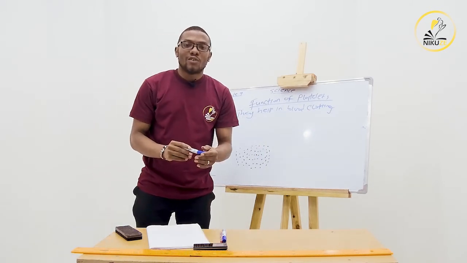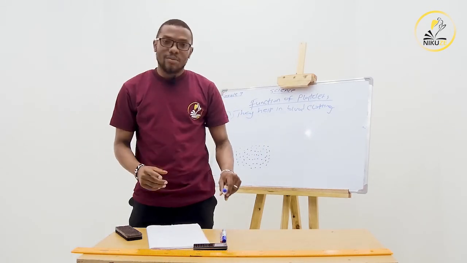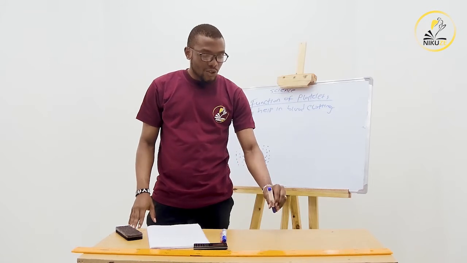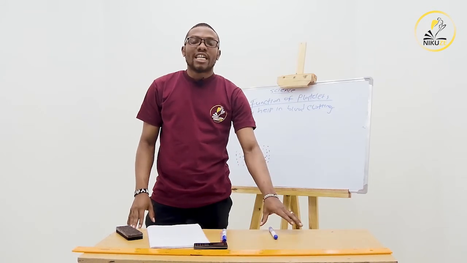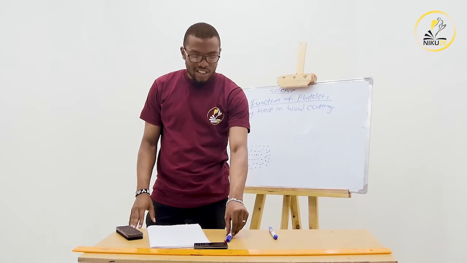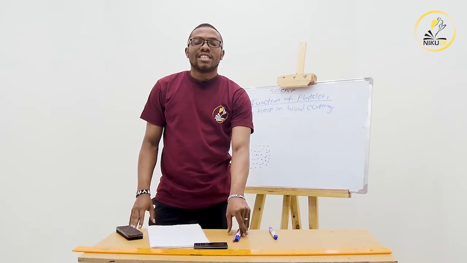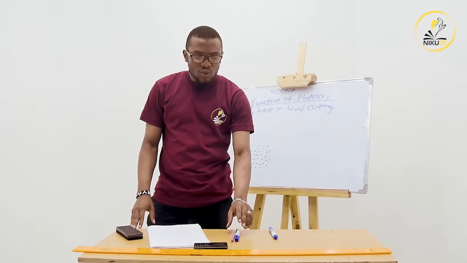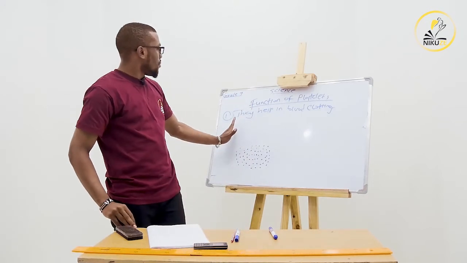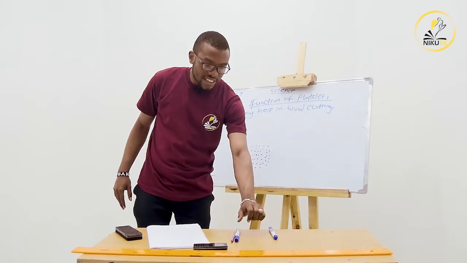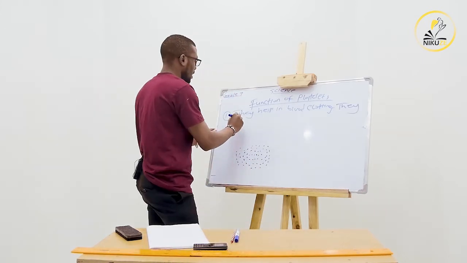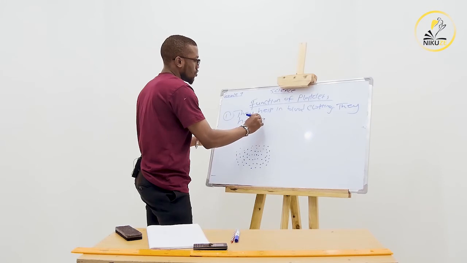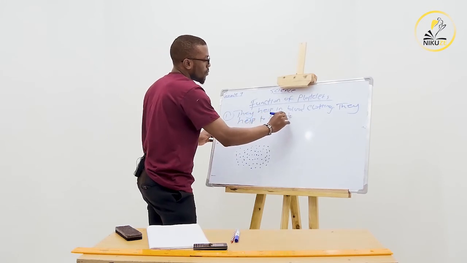Right now, if you cut your finger, what comes out is blood. The blood will come out and it will reach a time when it will automatically stop. How is this achieved? This is by the help of the platelets. They help to stop bleeding. They help in blood clotting. In other words, we can say they help to stop bleeding.